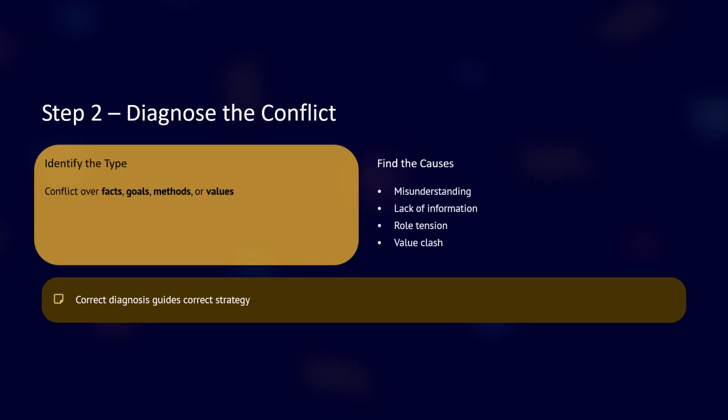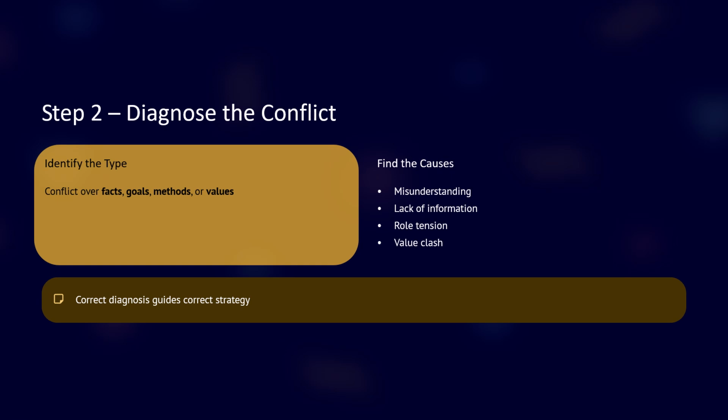The second step is diagnosing the issue. You have to ask, what is this conflict actually about? Is it a disagreement over facts? Are the goals different? Is there a fight over the method being used? Or is it a crisis of values?